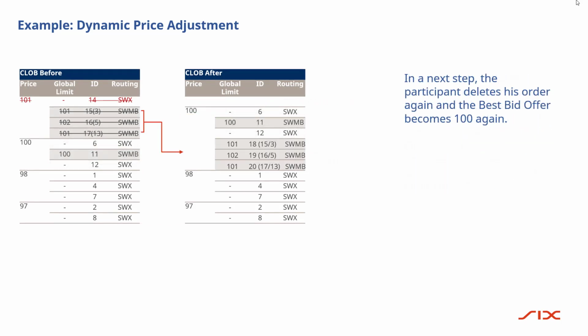In case the participant deletes the order ID 14, being the current BBO, there will be a new BBO, namely order ID 6. The resting orders with IDs 15, 16 and 17 are again adjusted and get new order IDs 18, 19 and 20, whereas the order ID 11 is not adjusted, because the BBO is not better than this order's global limit.